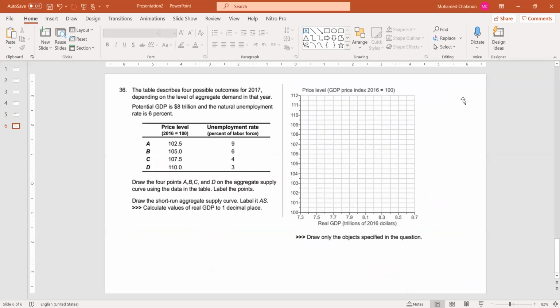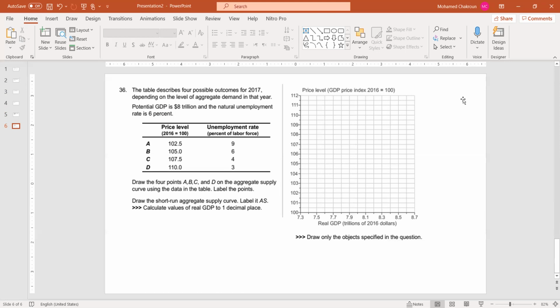Let's move to the last question. The table describes 4 possible outcomes for 2017, depending on the level of aggregate demand in that year. Potential GDP is $8 trillion, and the natural unemployment rate is 6%. So we have the price level, and we have the unemployment rate. Draw the 4 points, A, B, C, and D, on the aggregate supply curve. So here you are not asked to draw the Phillips curve, you are asked to draw the aggregate supply curve.